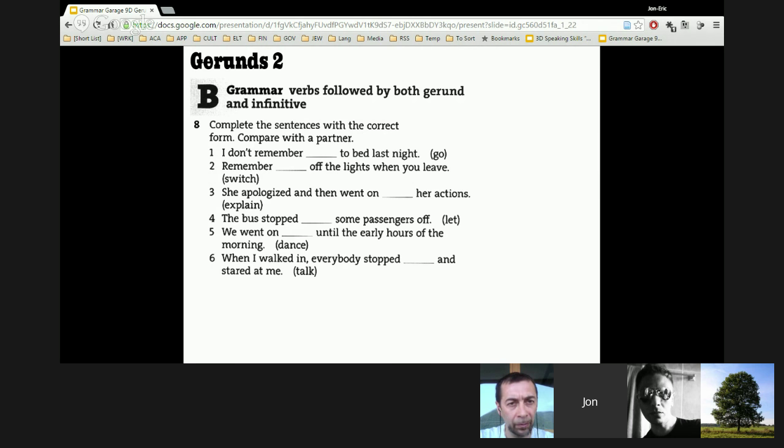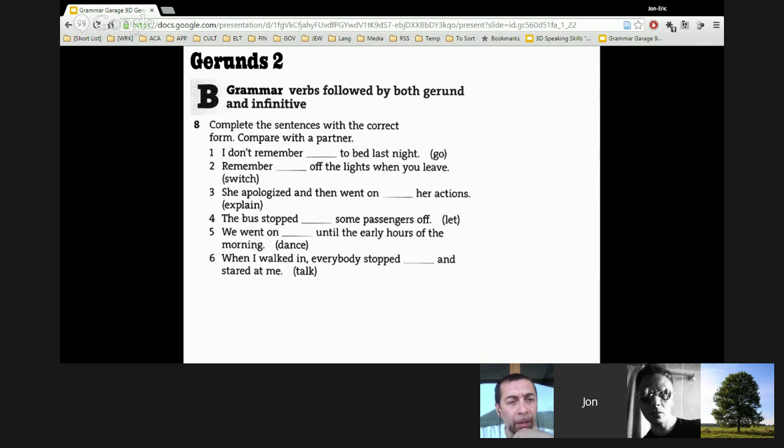Giancarlo, number 2. Number 2 is remember to switch off the lights when you leave. Because it's a future action. Yes. You are right. Okay? David, you can write the answer to number 3. Tell us what you have. Number 3? Oh, there we go. To explain. Let's see. She apologized and she went on to explain her actions. Correct. Because it's a future.